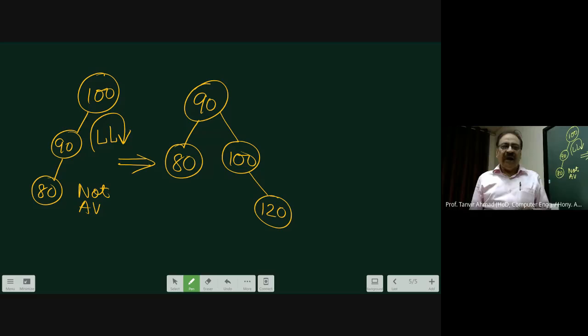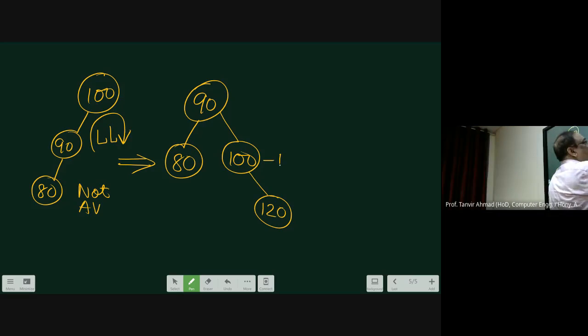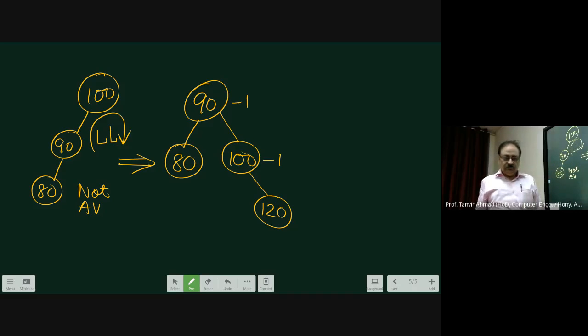Now you calculate the balance factor. Obviously, this tree is balanced because 100 has a balance factor of -1. This is also having a balance factor of -1. 80 and 120 will always be 0 because those are leaf nodes. There is no need to calculate for leaf nodes. In that case, you calculate by this method. You will have this one.